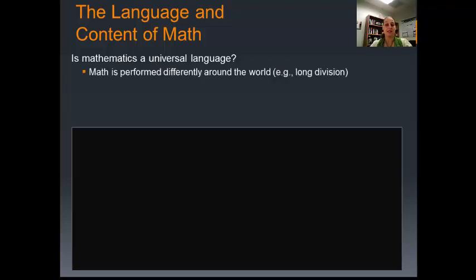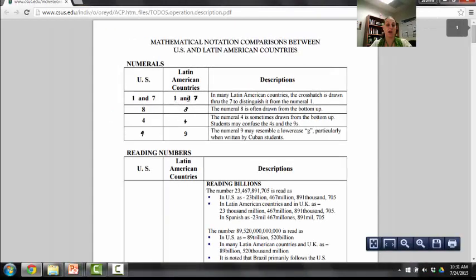So the first aspect is that some of the algorithms, some of the equations are actually performed differently around the world. So we know that long division is done differently in the US versus in some countries in South America versus, for example, in South Africa. Some of the mathematical symbols differ, and I'm going to show you an example of this. For example, the way in which we represent numbers, even those can be different, such as 1 and 7. Notice how 7 is actually represented differently. Here are also other different ways in which the US and Latin American countries write the numbers.